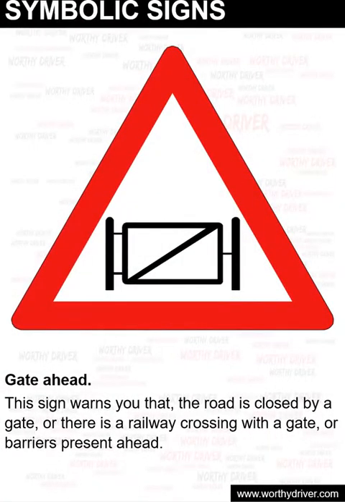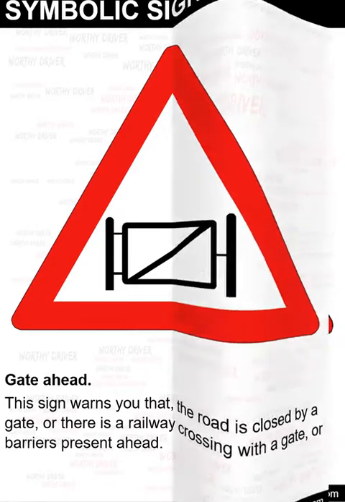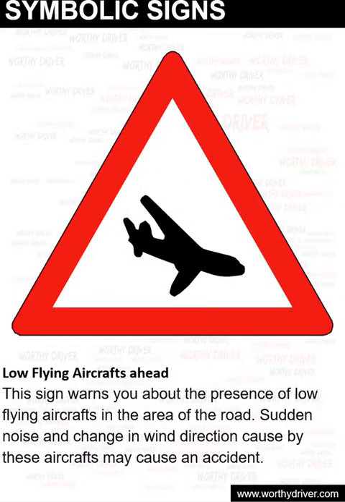Gate ahead. This sign warns you that the road is closed by a gate, or there is a railway crossing with a gate, or barriers present ahead. Low-flying aircrafts ahead. This sign warns you about the presence of low-flying aircrafts in the area of the road. Sudden noise and change in wind direction caused by these aircrafts may cause an accident.